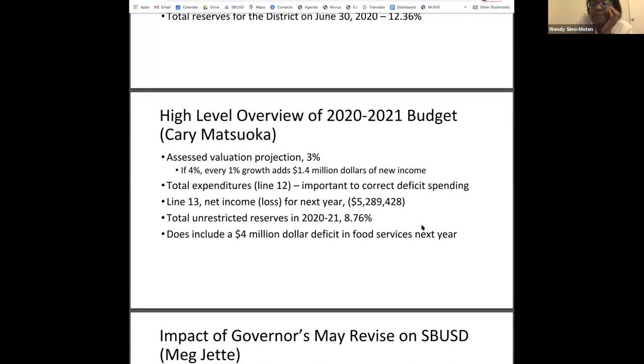What are we doing? Carrie, can I clarify something? The $4 million deficit is actually not the worst case scenario. That's 6 months in COVID, 6 months out of COVID. So the worst case scenario would be 100% in COVID. I just want to clarify that I picked the middle range, hoping that we would be at brick and mortar by January. Okay, thank you for that.